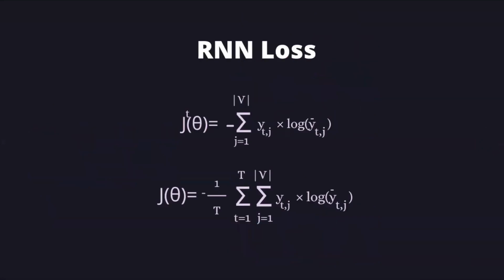All right, now let's see how we can calculate the loss in RNN. The loss function used in RNN is cross entropy loss. What we will do is calculate the loss at timestamp t, which will be the sum of the loss over the entire vocabulary. And then we will sum up the loss at each timestamp and divide it by T, which is the number of timestamps.